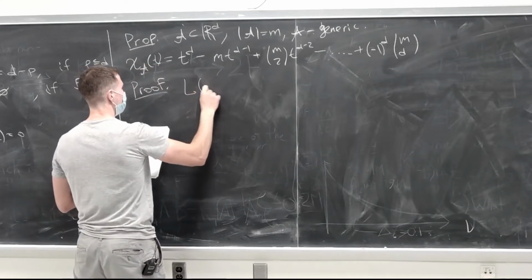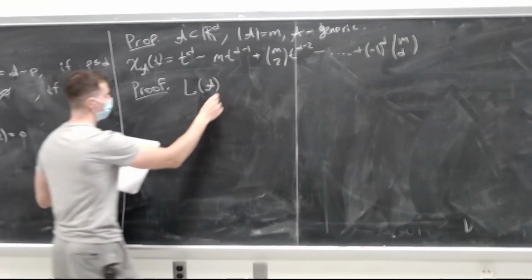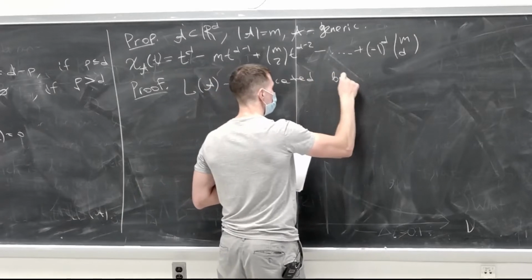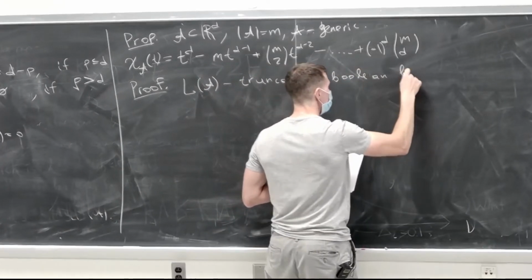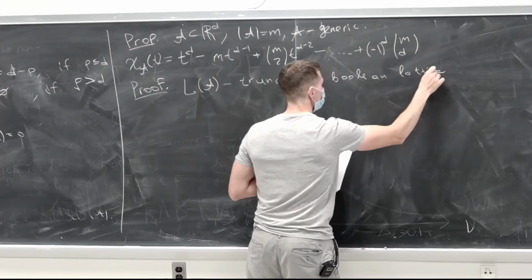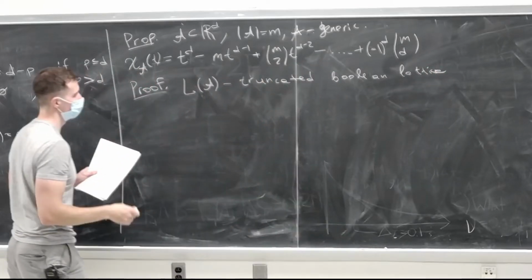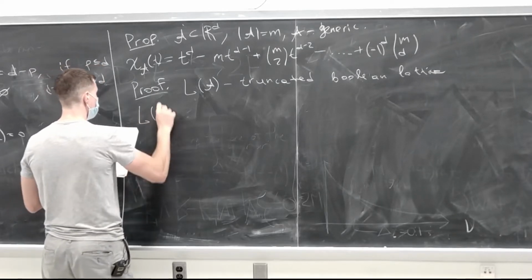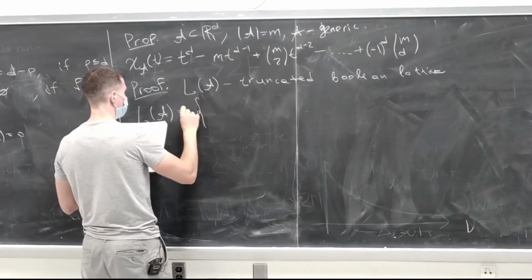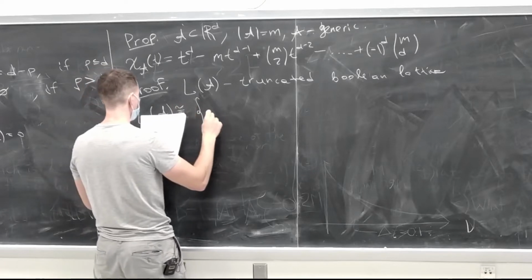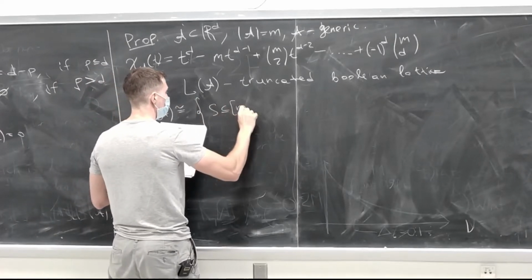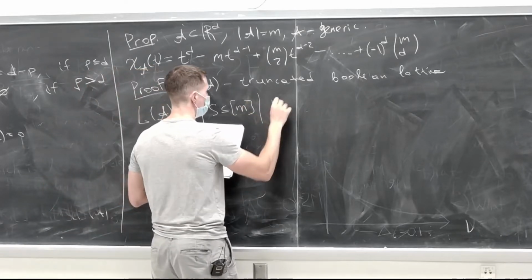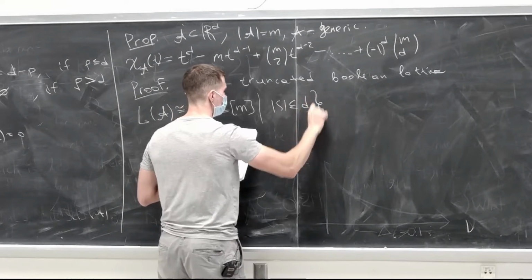So the intersection poset is what is called the truncated Boolean lattice, and by that I mean just take all sets of size at most d. L of A is isomorphic as a poset to the set of all subsets of bracket M, where M is the number of hyperplanes, such that the size of each subset is at most d.